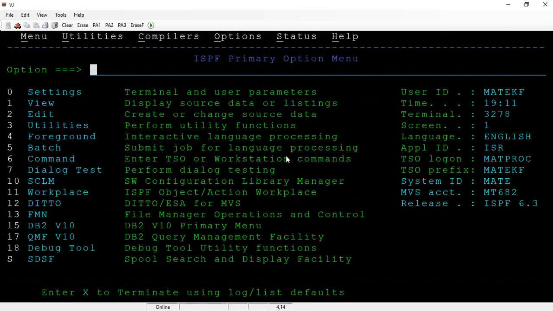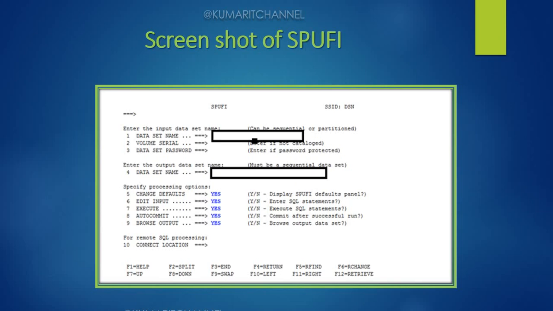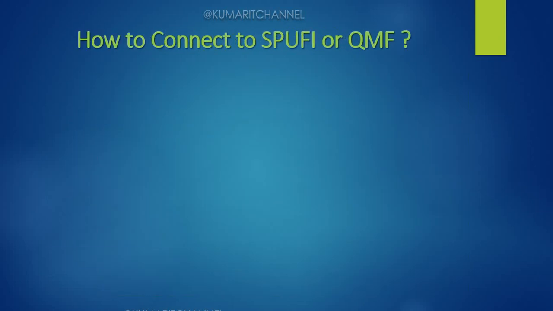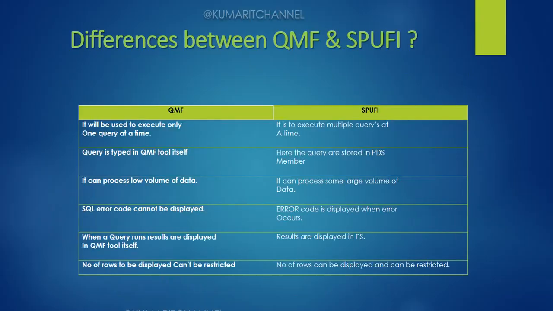Similarly with QMF, you cannot store the queries, whereas in SPUFI you can store all the queries, and you can also store the results as well. That's the difference. Coming back to this, these are the screenshots I mentioned showing the difference between SPUFI and QMF. Now let's talk in detail about the QMF and SPUFI differences.